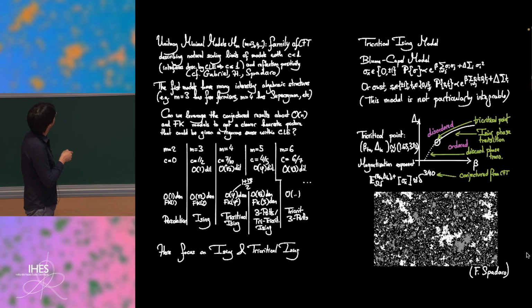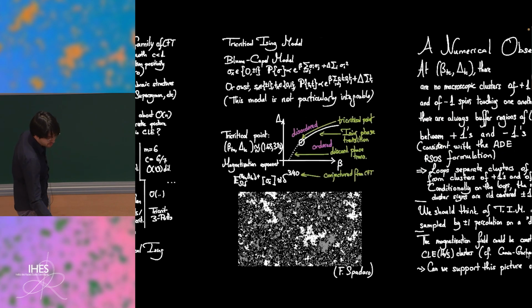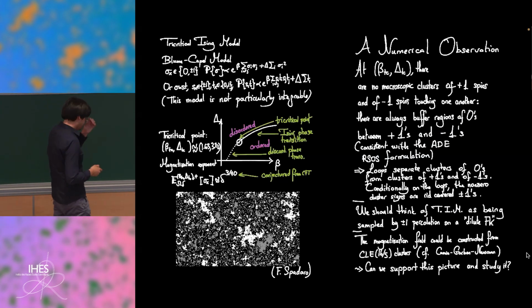So okay, this is a simulation of the tricritical Ising model with the zero spins being in black, plus ones being gray and minus ones being white. Okay, so this is a bit how it looks like. Well, can we do something interesting with that?